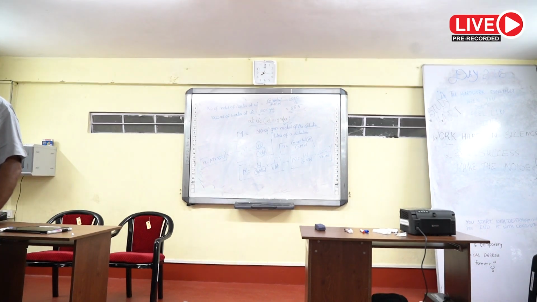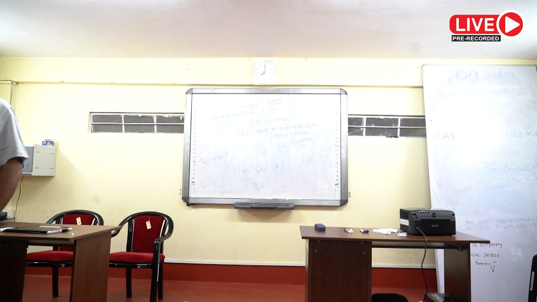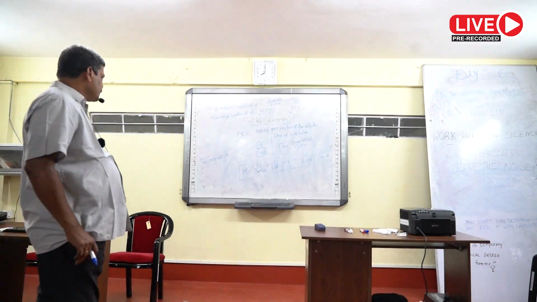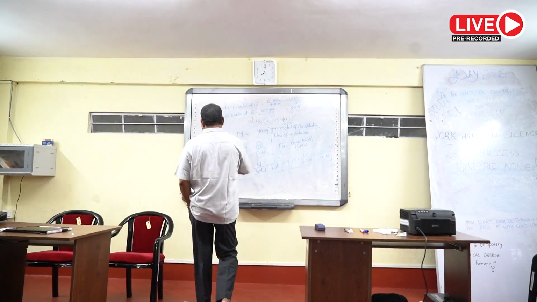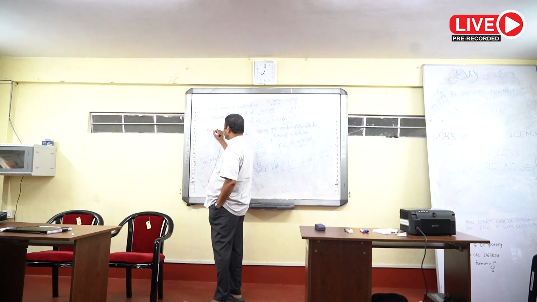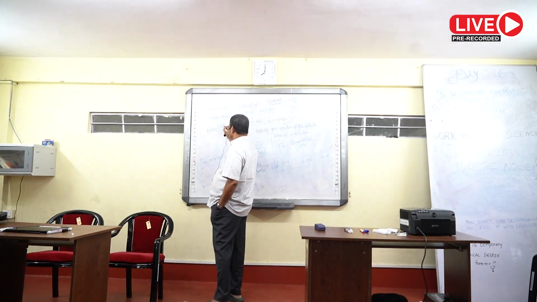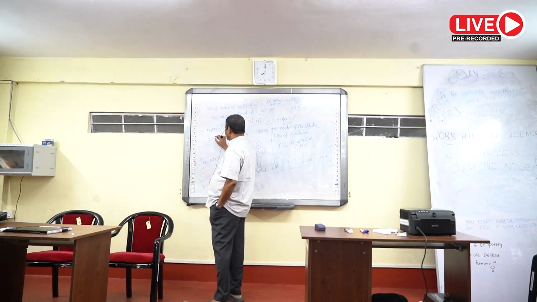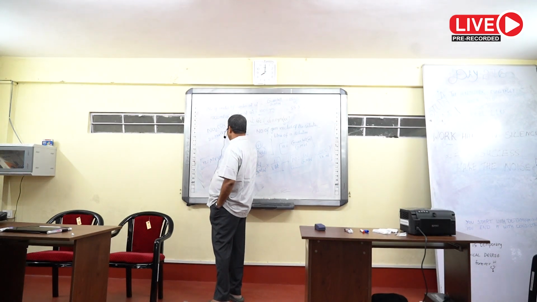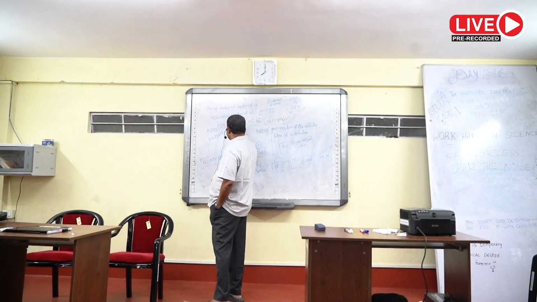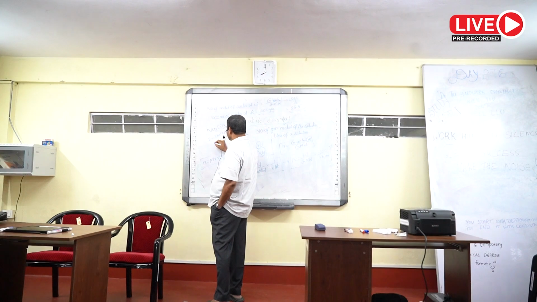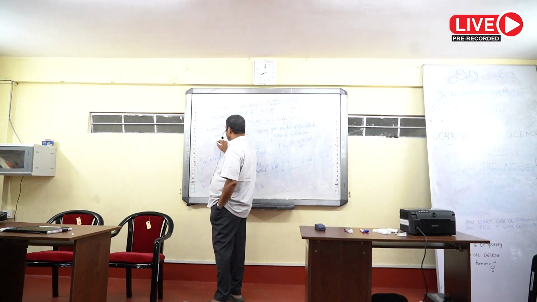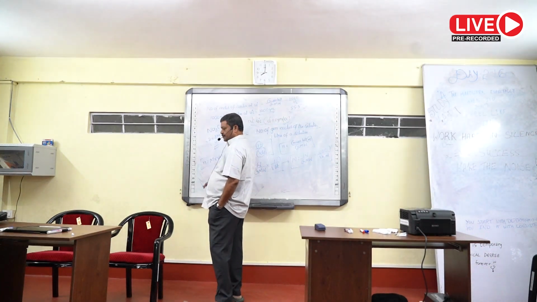Sodium carbonate molecular weight is 106. What is Na2CO3 molecular weight? 2 into 23 plus 12 plus 3 into 16. You will get 106.